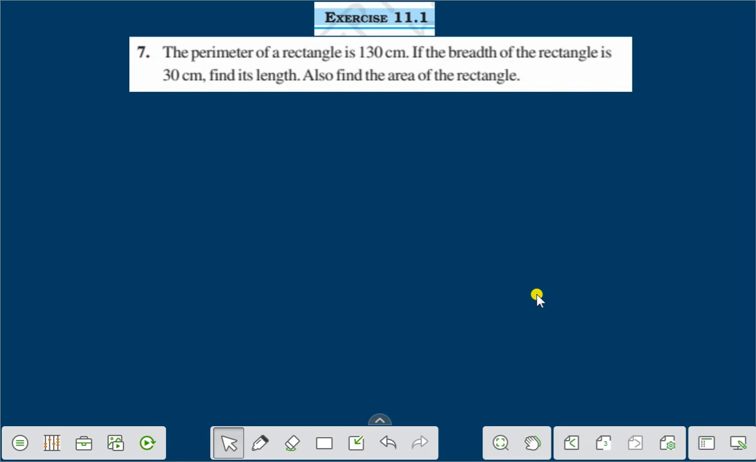Hello everyone, today we shall discuss exercise 11.1 question number 7. The perimeter of a rectangle is 130 cm. If the breadth of the rectangle is 30 cm, find its length. Also find the area of the rectangle.